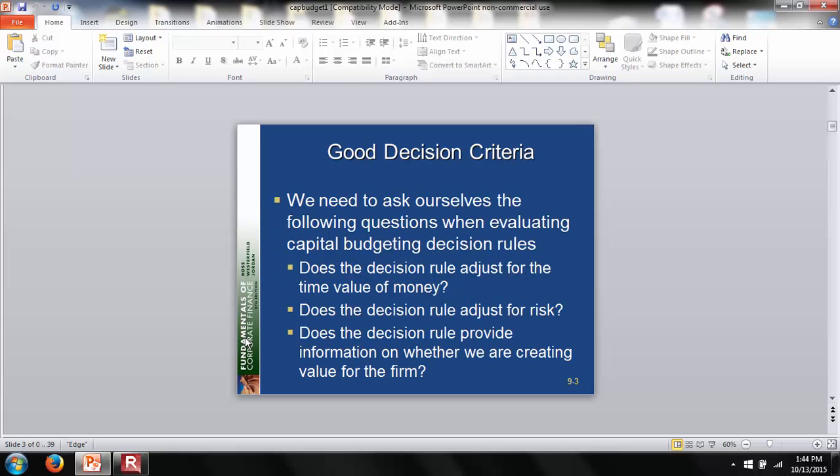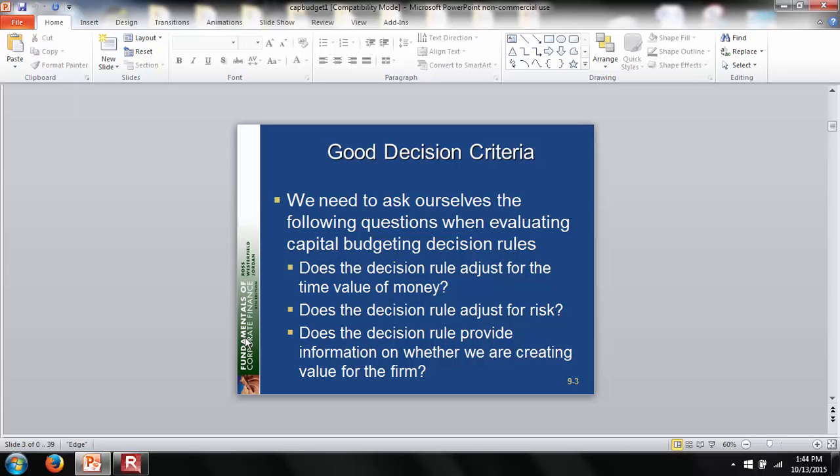So before we talk about that, we want to discuss some of the most important things you want to look for when you use a capital budgeting decision rule. The first one is, does the decision rule adjust for the time value of money? If you look at the payback, it does not incorporate the time value of money. The discounted payback does, the net present value certainly does, and the internal rate of return does in a different sort of way.